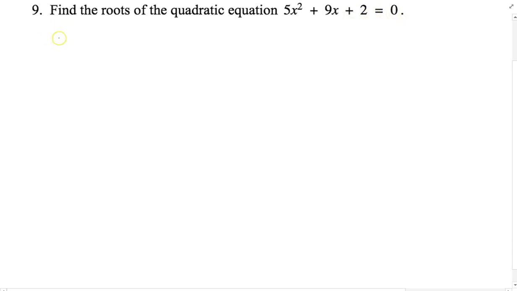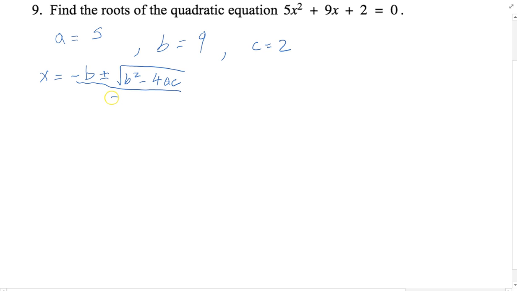So what we want to do, it is already in the form ax squared plus bx plus c. We want to identify our a, b, and c here. a is equal to 5, b is equal to 9, and c is equal to 2. Now, let us recall our quadratic formula. x equals negative b plus or minus the square root of the quantity b squared minus 4ac, all over 2a.